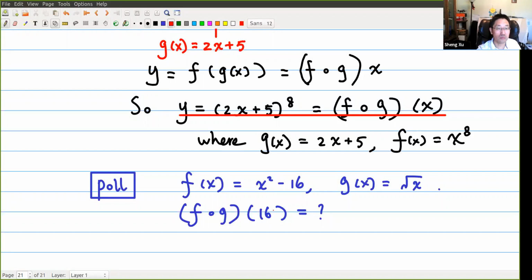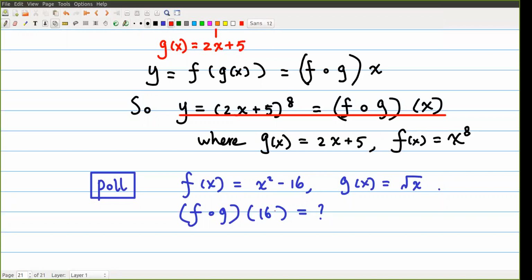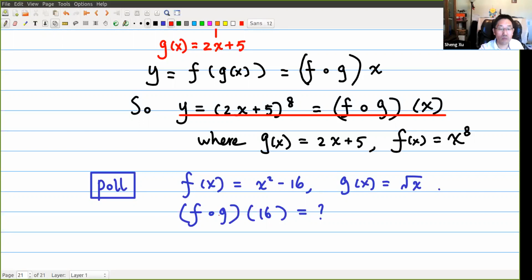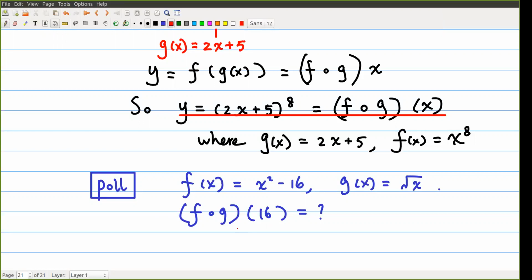Wait, there's no correct answer. Really? No, there's no correct answer. Yeah, it's supposed to be zero. Yeah, because f composite g is x minus 16. It's not an f times g, it's f composite of g, evaluated at 16. Yeah. Let me try. Okay. Isn't the answer zero?